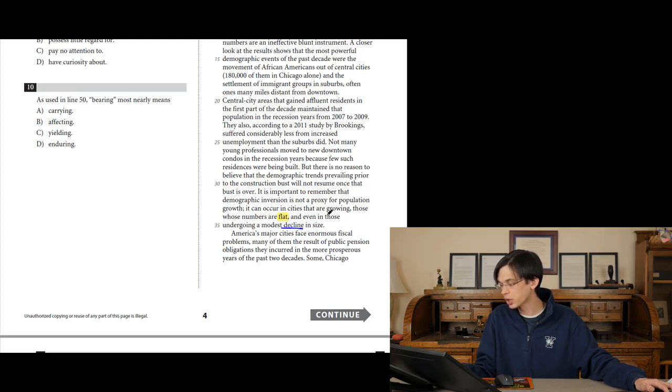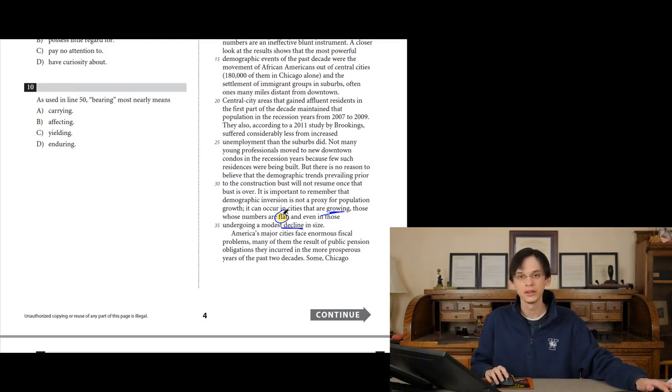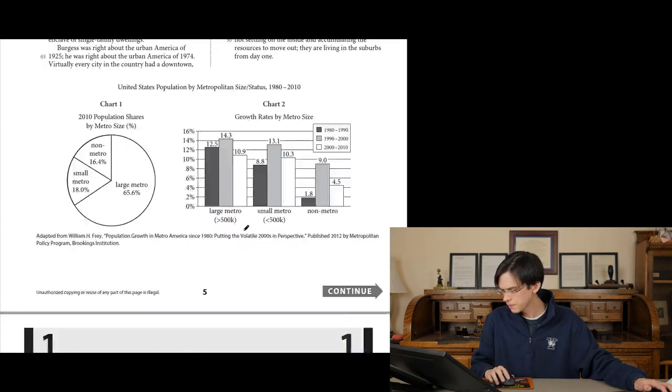So notice how we're talking about growing and decline, and right in the middle there's flat. So growth, decline, and flat. Things don't change. That's what it means when the numbers stay the same year over year. So that's what I think of when I think of the word flat. So let's look at the answer choices, replace it in the context of the sentence, and see which ones maintain that meaning of unchanging. The numbers don't change from year to year.